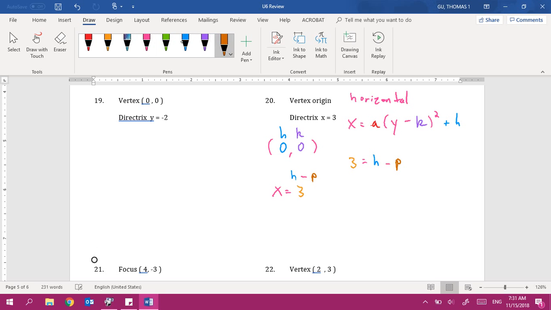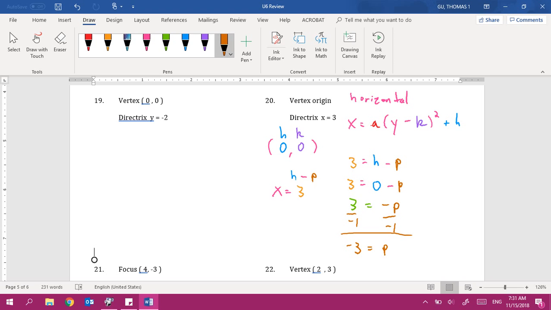Okay, and then, what can you do about the h? Replace it with a 0, because you know that the h is 0. You label that from your vertex. So 0 minus p equals 3. Then how do you find p? You don't need the 0, so it's just negative p equals 3. Divide by negative 1. So p equals negative 3.